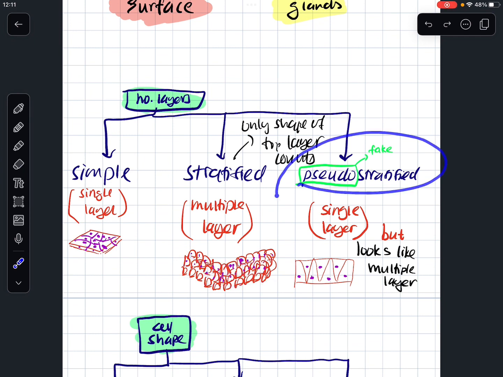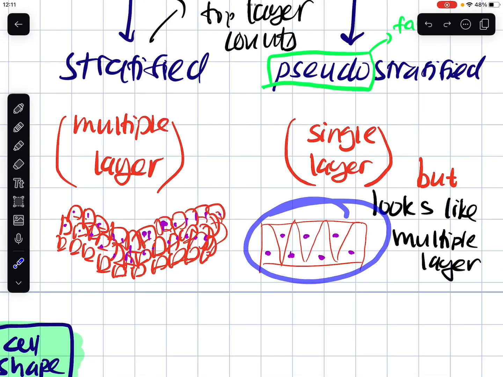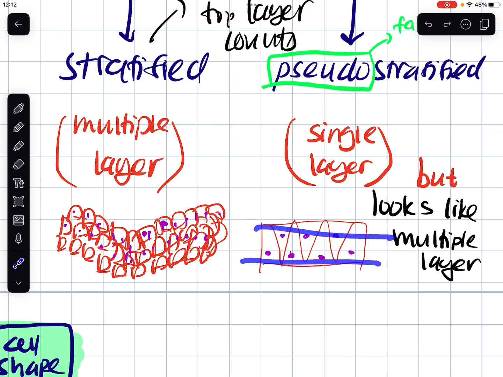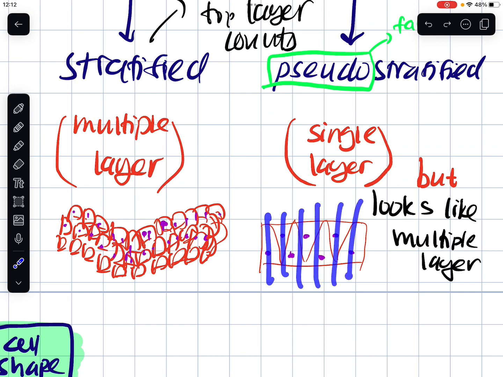And if it's pseudostratified, it means it's a single layer, but it looks like multiple layers. Pseudo means fake, and stratified means multiple layers. So it's a fake, multiple layered epithelium. This is exactly what it looks like. You can see here, there's the nucleus of the epithelium. It looks on top and bottom, top and bottom, and top and bottom. So it looks like there are 2 layers, but in actuality, it's only 1 layer because this is one cell, one cell, one cell, one cell, and one cell, which makes one epithelium.